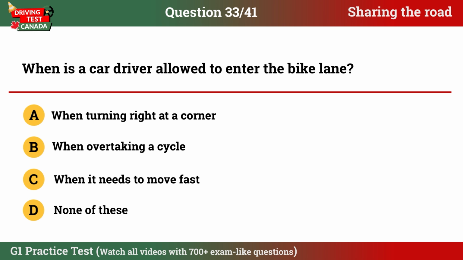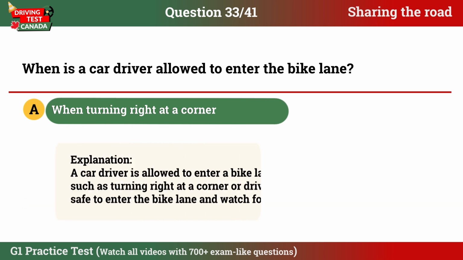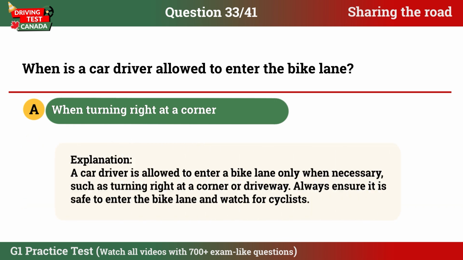The correct answer is A. When turning right at a corner. Explanation. A car driver is allowed to enter a bike lane only when necessary, such as turning right at a corner or driveway. Always ensure it is safe to enter the bike lane and watch for cyclists.